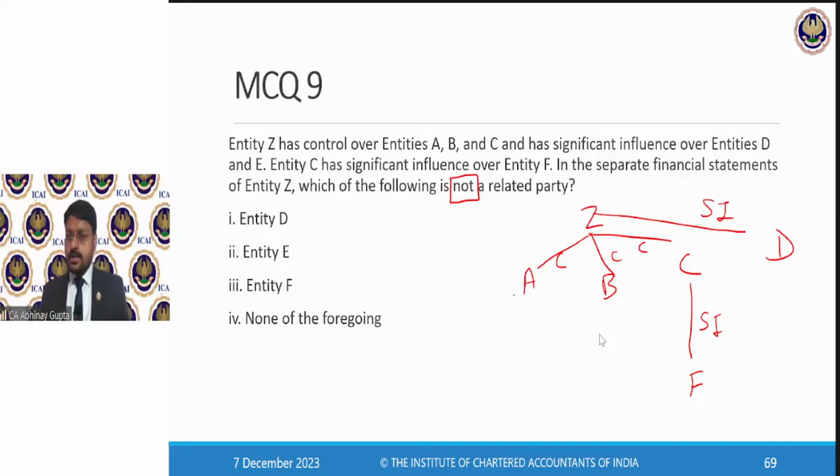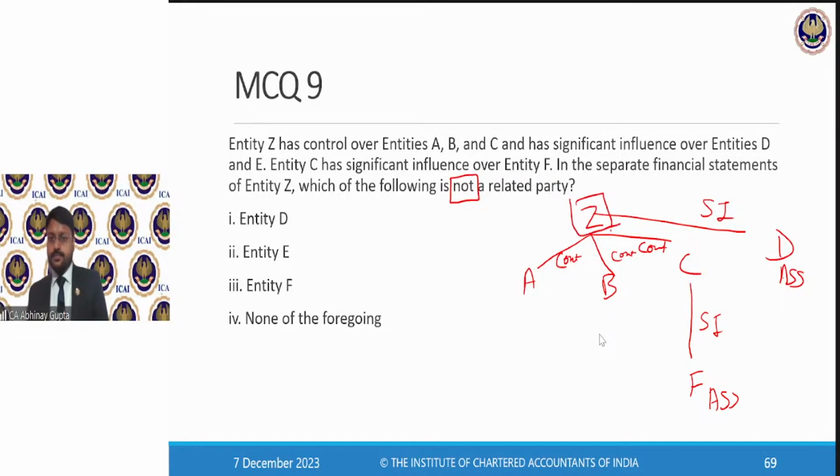Right? This is the chart. So this is control, this is control, and this is control. So A, B, C are all subsidiaries. D is an associate, right? And F is an associate of C. Now, for entity Z, which is not a related party.